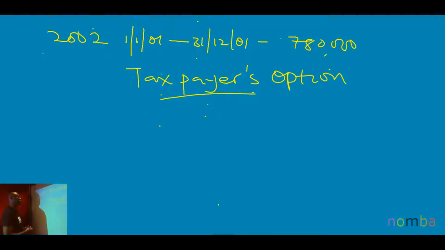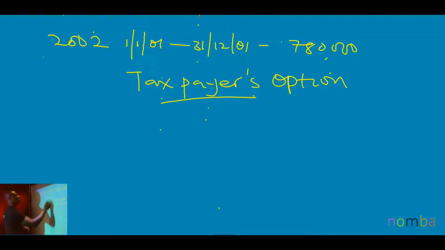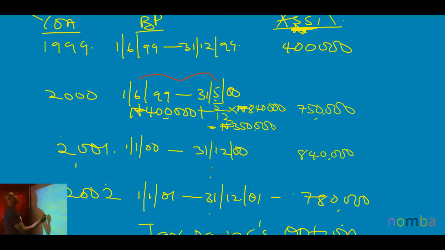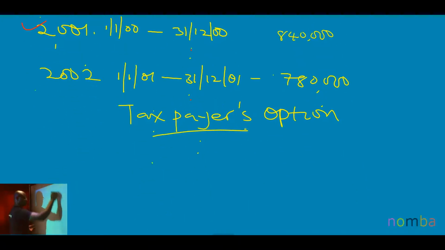And for taxpayer's option, we are only interested in 2 years, the second and third year. Take note. Which are the second and third year here? This and this. Those are the 2 years I'm interested in. And for these 2 years, what am I supposed to do? I am going to do the basis period on actual year basis. So let's go.